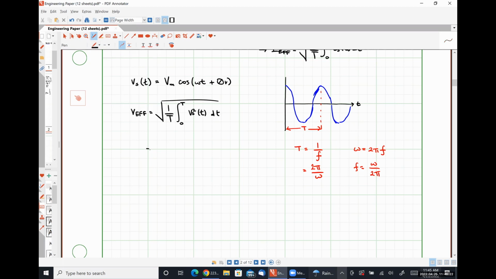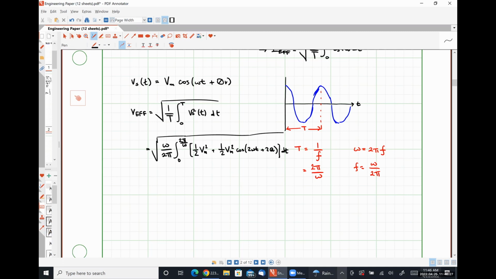All right, so 1 over T is going to look like omega over 2 pi. We're going to integrate from 0 to 2 pi over omega. And the signal that we're integrating is Vs squared, which is going to look like 1/2 Vm squared plus 1/2 Vm squared cosine of twice omega t plus twice theta v. That's literally just using that trig identity number 1 that we talked about at the top of class. Okay.